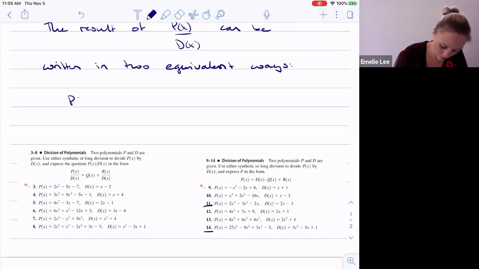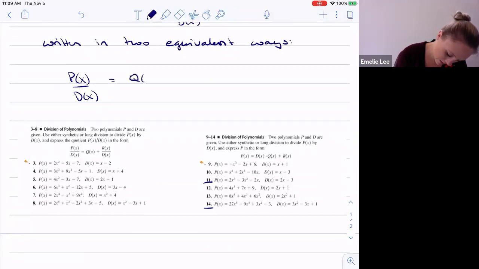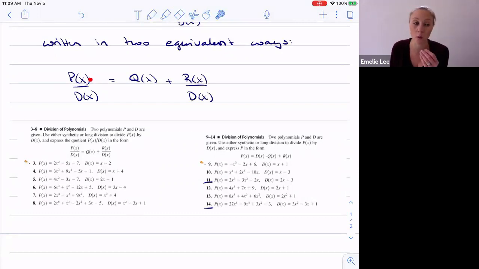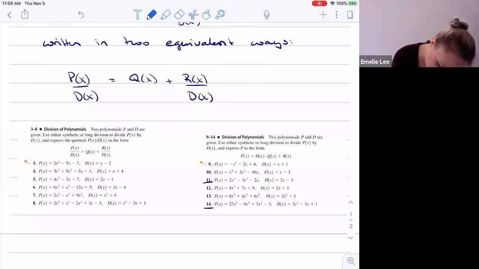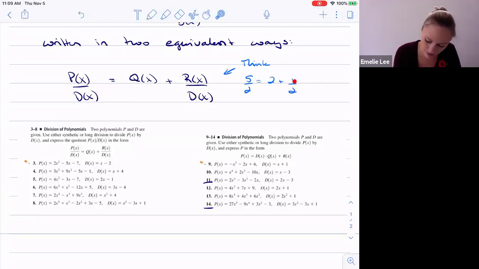The first one is that p of x over d of x is equal to q of x plus r of x over d of x. If you think about something that we know, 5 over 2, for example, we know is 2.5. The quotient there is 2, and then 1 over 2 is the remainder, 1/2. So 5 over 2 is 2 plus 1 over 2, a remainder of 1 over the divisor 2.